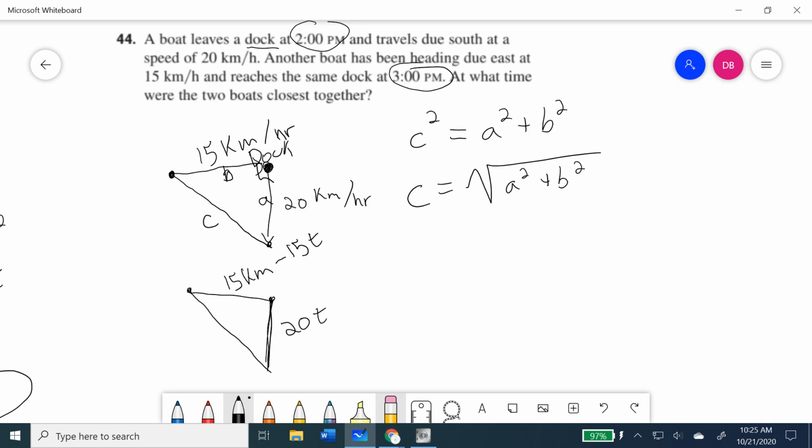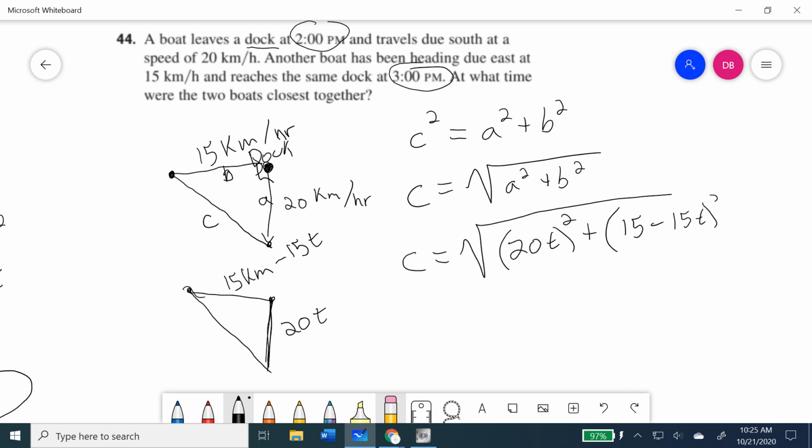So with all of that put together, I've got a formula for the two distances with respect to time, based on their location at 2:00 p.m. So now I'm ready to say c is equal to the square root of (20t) squared plus (15 minus 15t) squared. Woo, an equation, one variable.